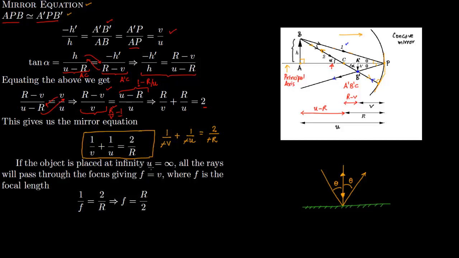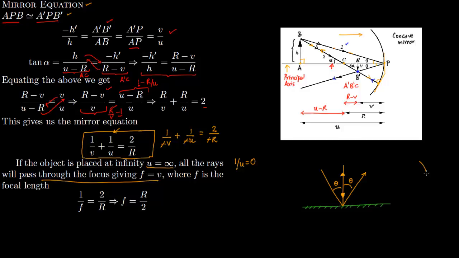Now if the object is placed at infinity, that is, if the object is really far away, you just put U as infinity. So if you put U as infinity, you know that 1 by U will be 0. So you put 1 by U as 0 here, and if the object is at infinity, all the rays will pass through the focus, giving F is equal to V. So instead of V you write F. So let us see this actually.